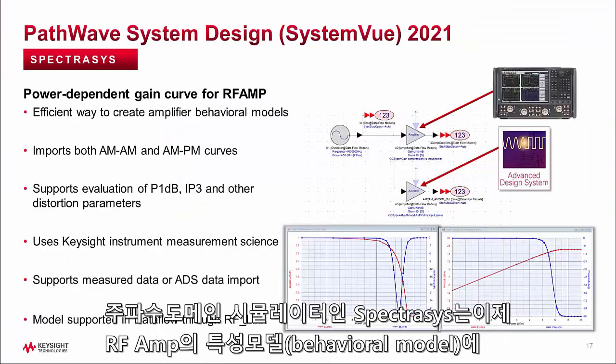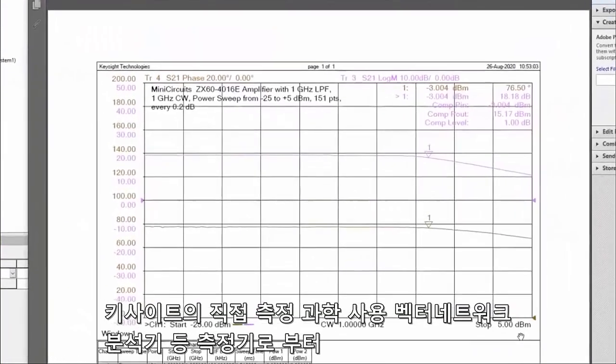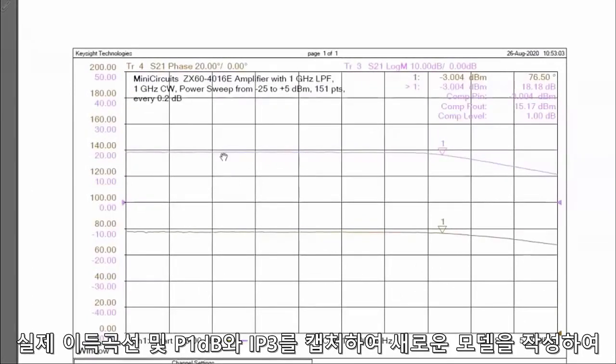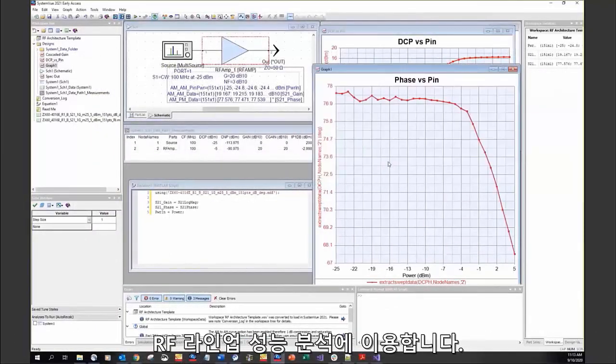The RF amp behavioral model in our frequency domain simulator SpectraSys now includes the ability to accept AM, PM data. Using measurement science directly from Keysight vector network analyzers, this new model captures realistic gain and compression curves for use in modeling parameters such as P1dB and IP3 in RF lineup performance analysis.